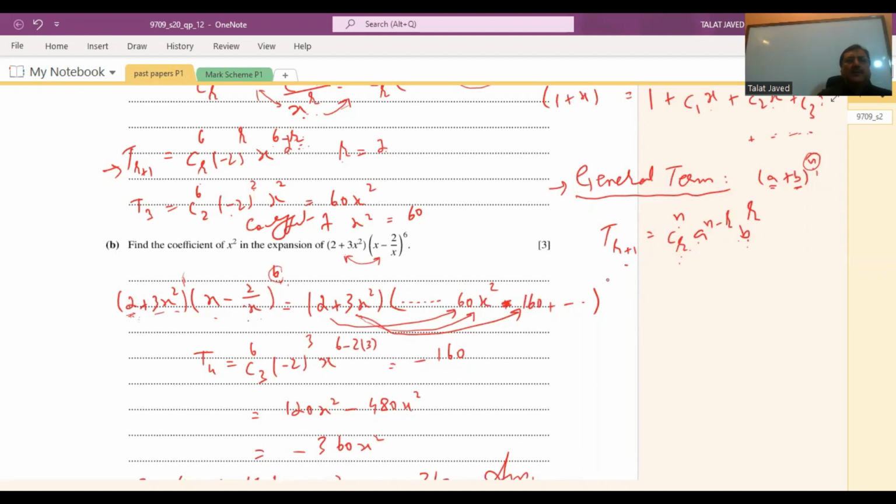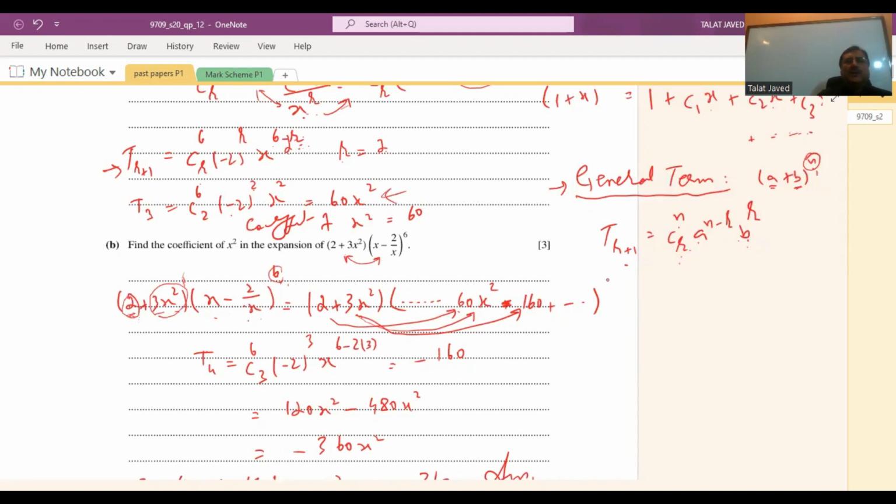Have a look at these two terms. The term which is independent of x, we multiply by 3x squared, we get x squared. And the term containing x squared, we multiply that term by 2, we get x squared. So in part A, we have found 60x squared, the term containing x squared. So right over there, 60x squared.